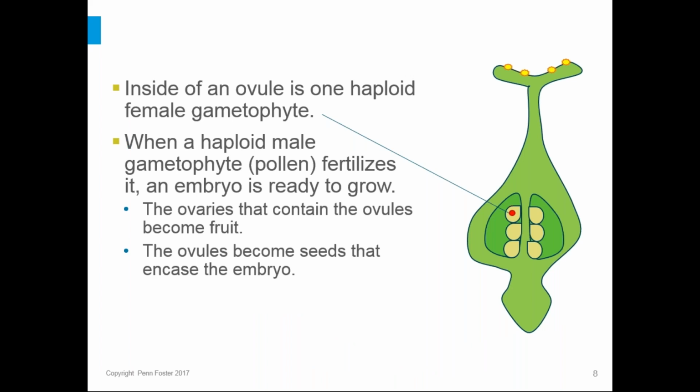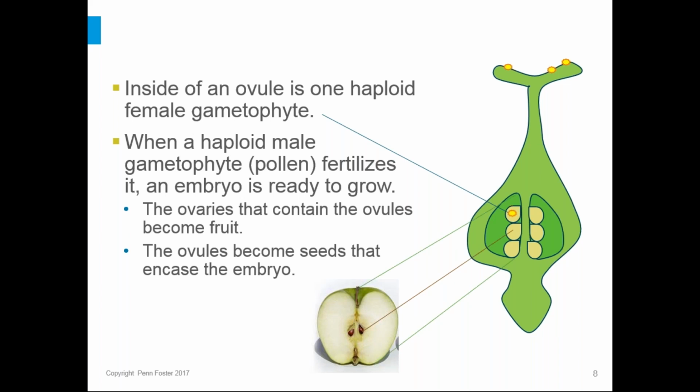Inside of an ovule that is ready to be fertilized is one haploid female gametophyte. When a haploid male gametophyte, which is pollen, fertilizes it, a diploid embryo is ready to grow. The ovaries that contain the ovules become fruit. The ovules become the seeds.